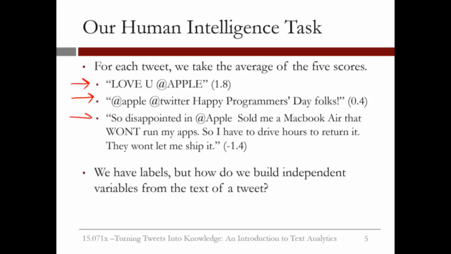And the tweet, "So disappointed in Apple, sold me a MacBook Air that won't run my apps, so I have to drive hours to return it. They won't let me ship it," was seen as pretty negative. So now we have a bunch of tweets that are labeled with their sentiment. But how do we build independent variables from the text of a tweet to be used to predict the sentiment? In the next video, we'll discuss a technique called bag of words that transforms text into independent variables.